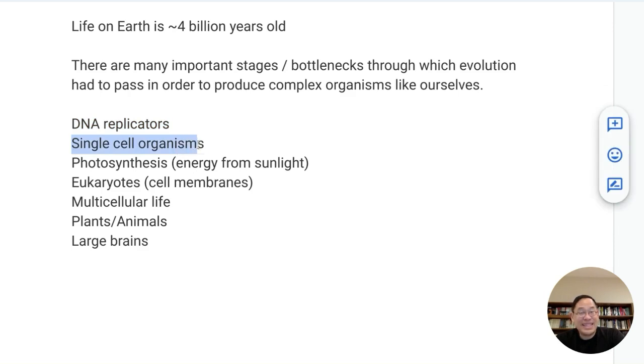You'd like to get cells. In our case, an important step was that the life encapsulated itself in cells to separate itself from the environment. Within the cells, they developed the ability to capture photons from the sun and turn it into energy. The development of cell membranes, so a robust membrane around the cell. That's an important step.